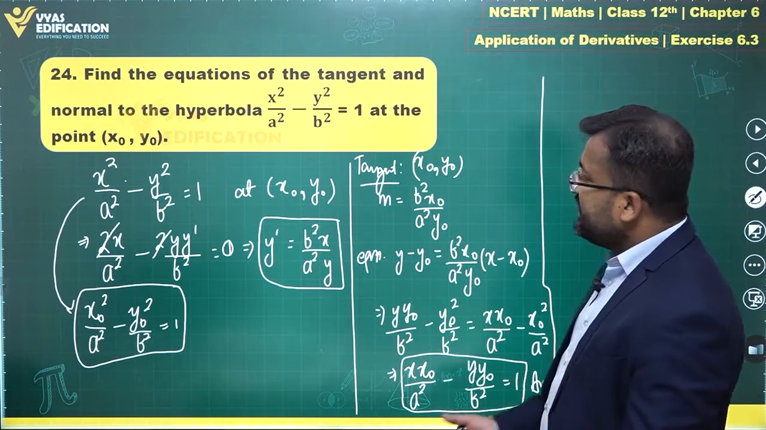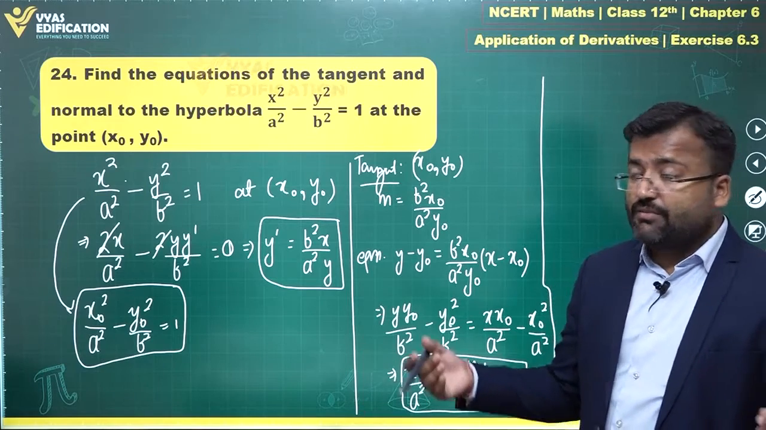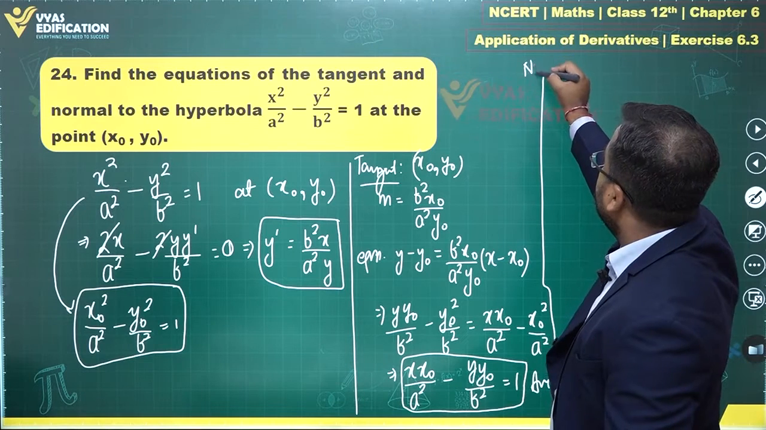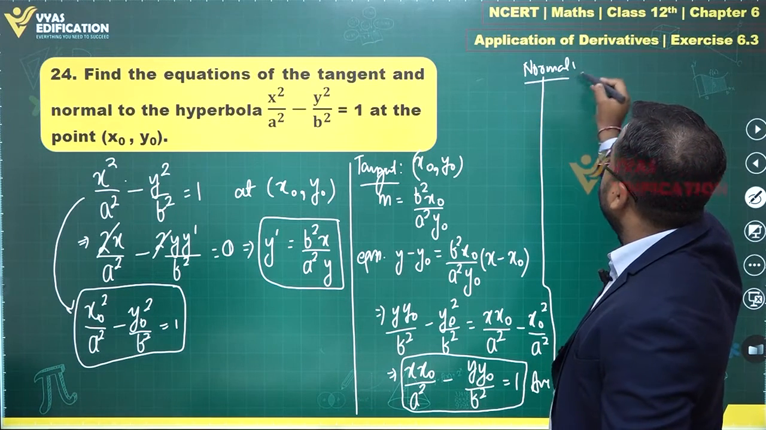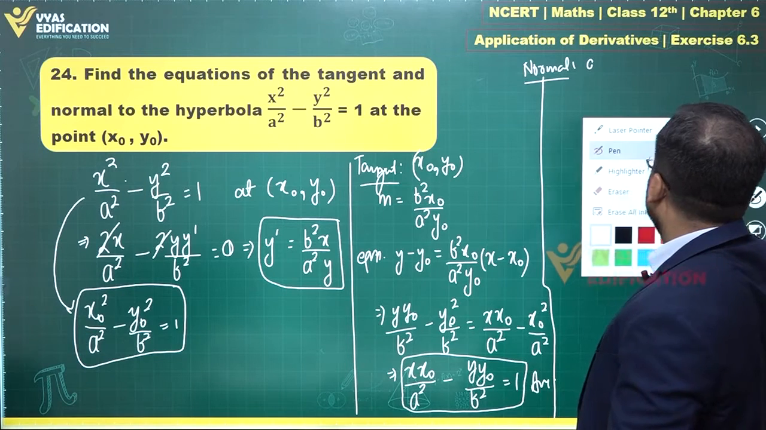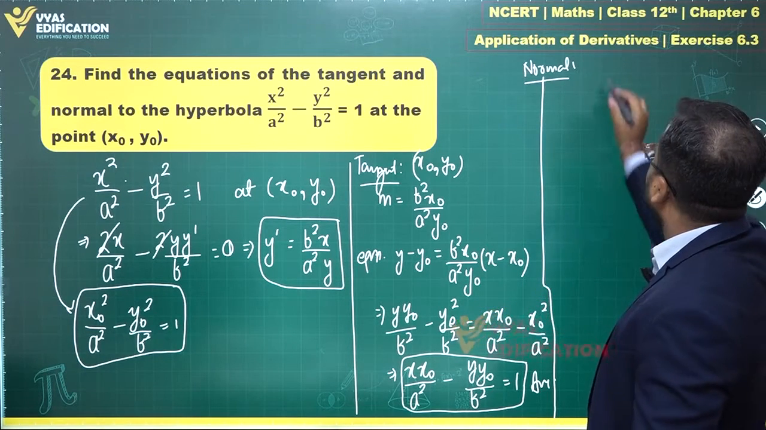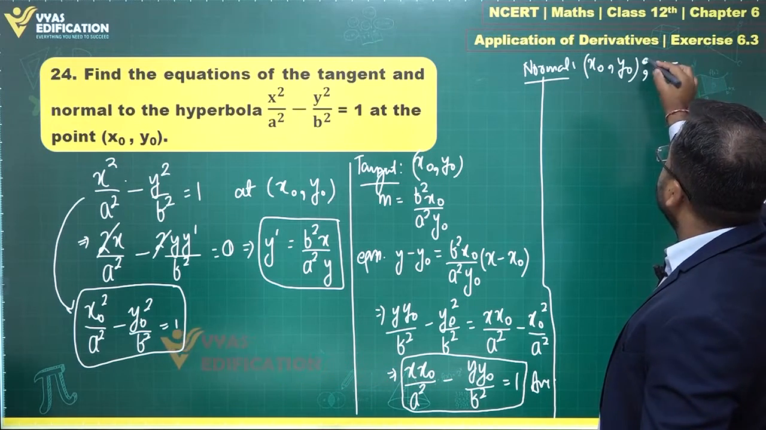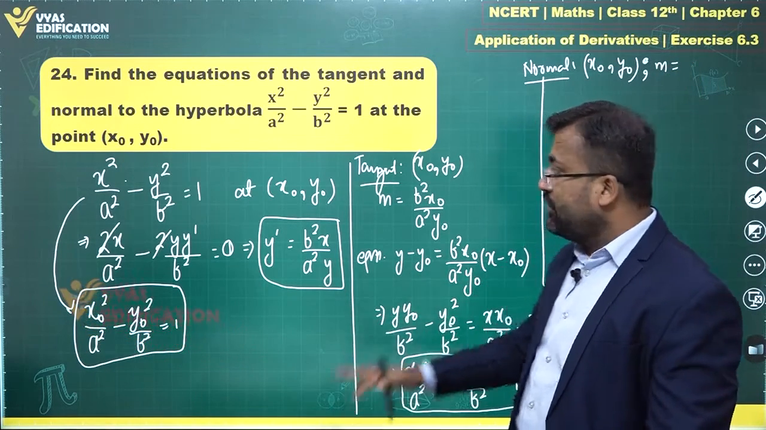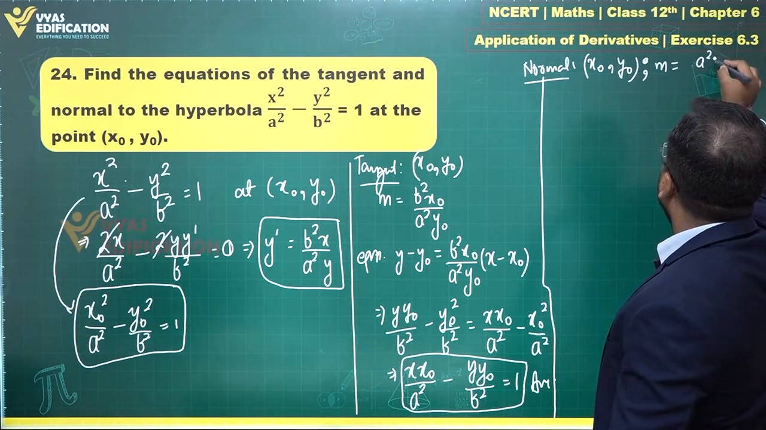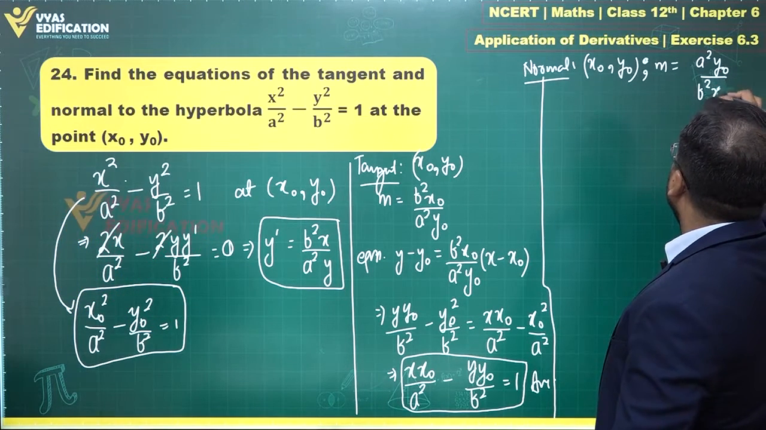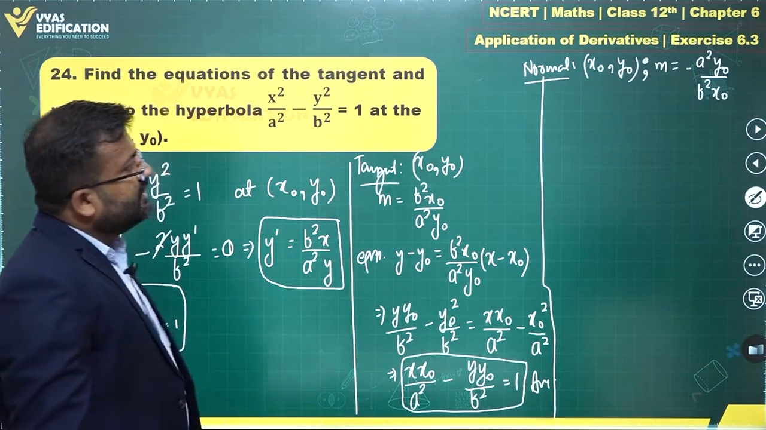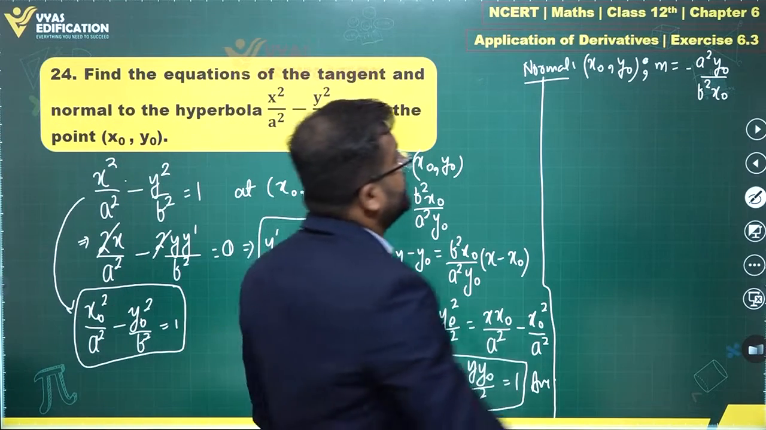Okay. What about the second part? The second part says that the equation of normal is supposed to be found. For finding the equation of normal, again, we have the point x naught comma y naught. And we have the slope, which is the negative reciprocal of this. Take the reciprocal, a square y naught over b square x naught with a minus. This is the slope of normal. Okay. Once you're through with this, then you can easily find the equation of normal.